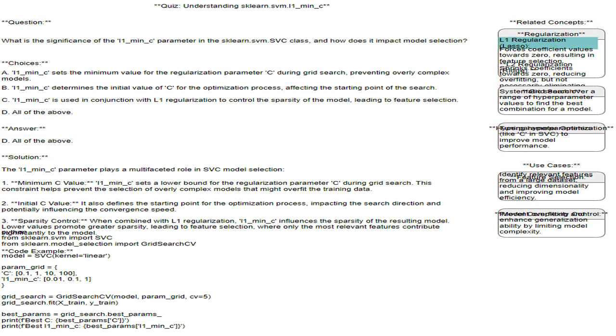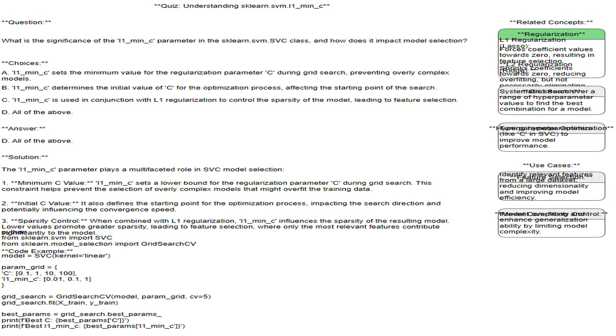L1 regularization, lasso. True. All the choices A, B, and C accurately describe the significance of the L1 minc parameter. It functions as a minimum value constraint during grid search, sets the initial C value, and plays a crucial role in sparsity control with L1 regularization. Grid search. D. All of the above. Regularization.